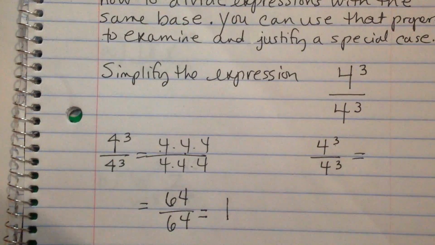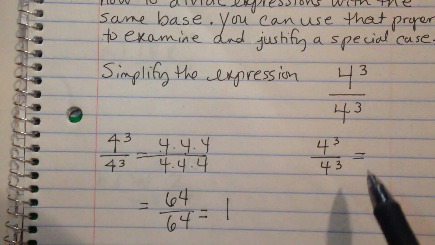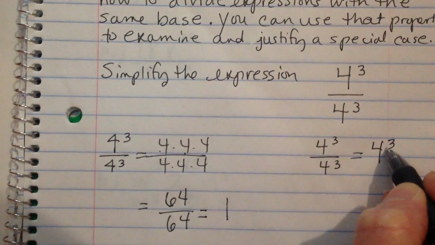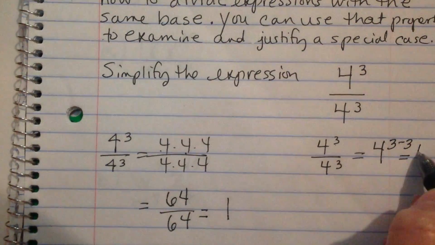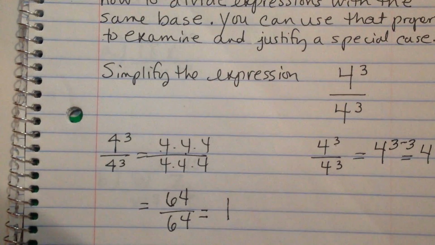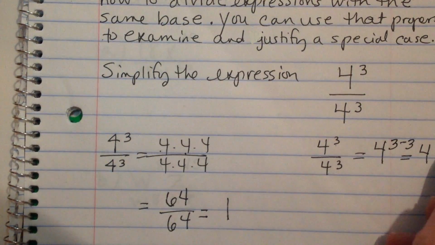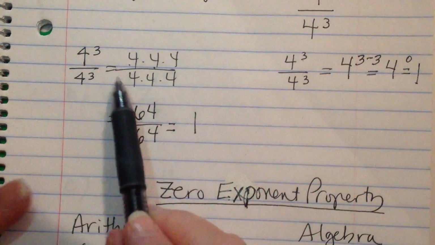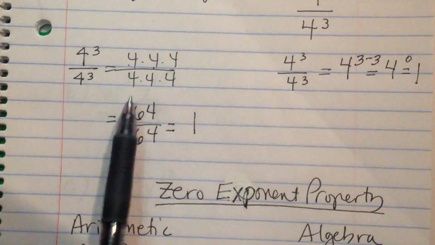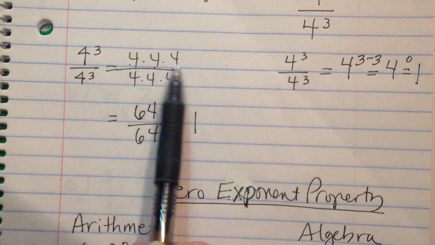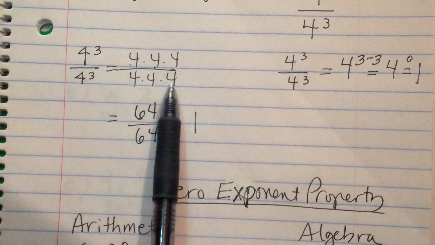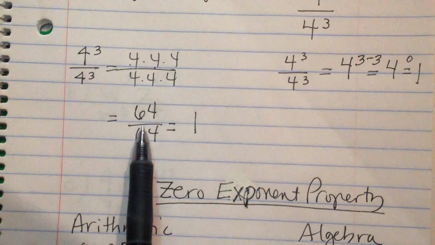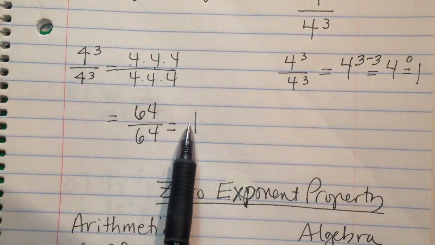Now remember, any number divided by itself gives me 1. So here, if you subtract your exponents, 3 minus 3, you get 4 to the 0. And that leads me to tell you that 4 raised to the 0 power equals 1. Because I worked the same problem two different ways. Here I expanded the powers: 4 times 4 times 4, 64, over 4 times 4 times 4, 64. And any number divided by itself gives you 1.